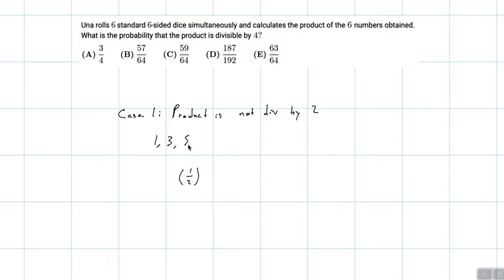And so to do that 6 times in a row, the probability of doing that is going to be 1/2 to the 6th, which is equal to 1/64. So this is the probability that all of them are either a 1, 3, or a 5.